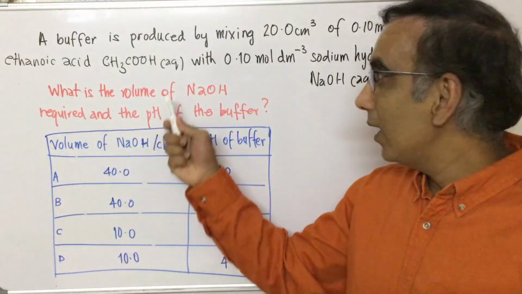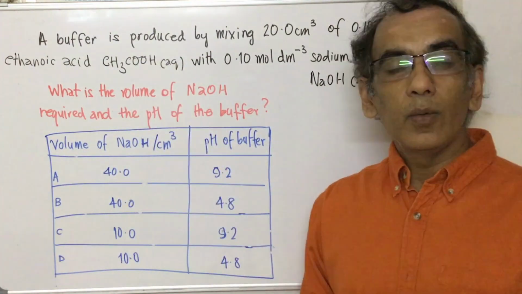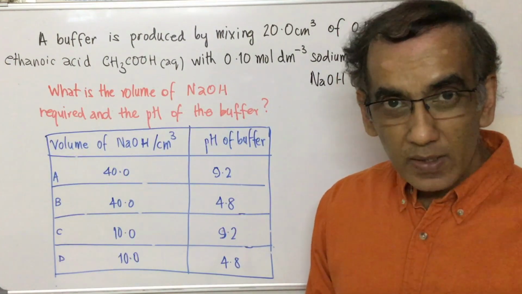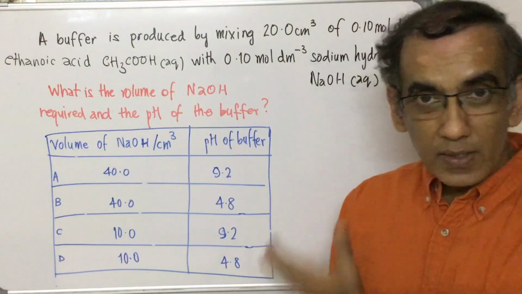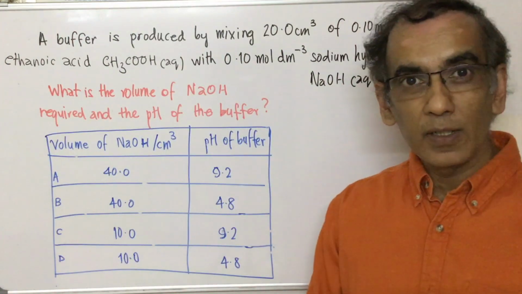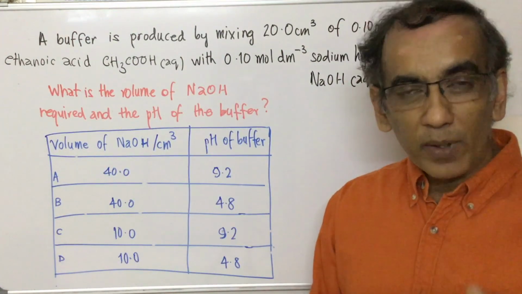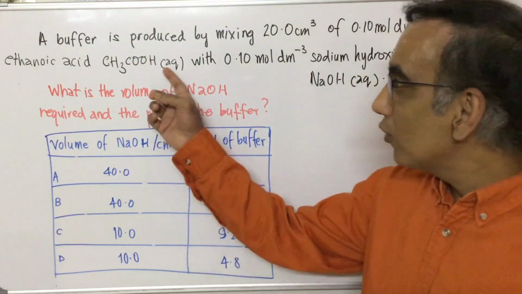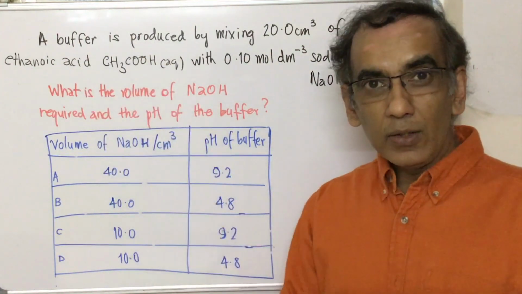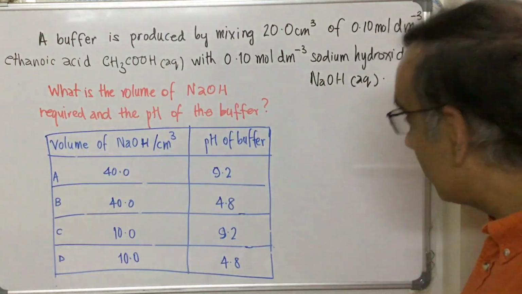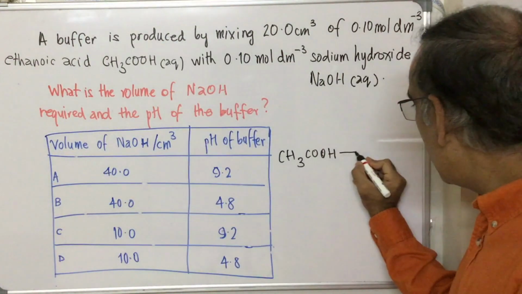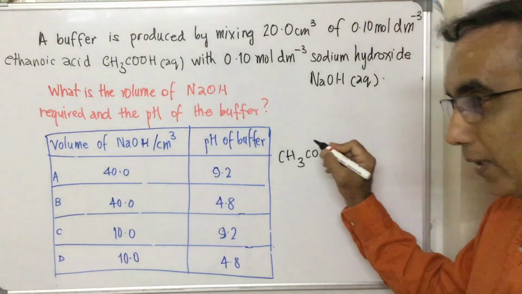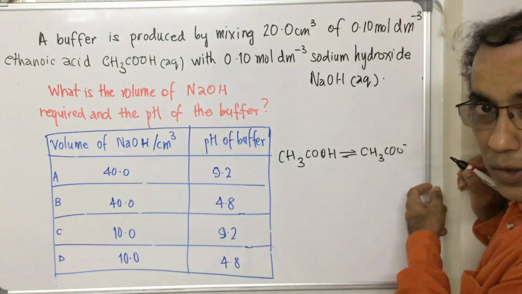Now, buffers can be made by mixing weak acids with the salt of their conjugate base, or by mixing weak acids with strong bases so that you can make a certain amount of that salt. But to make a buffer successfully, you can't neutralize all of the acid. You need to leave some of the acid, like this ethanoic acid, in the acid state, and then you need to create an equilibrium between that acid and its conjugate base.